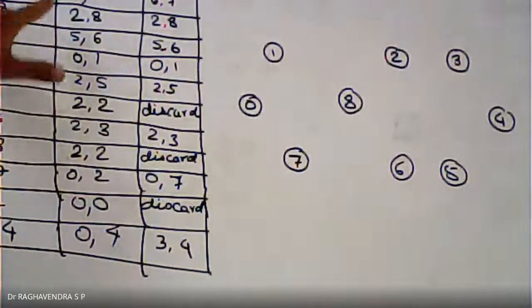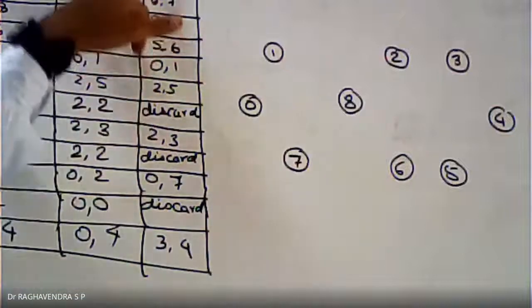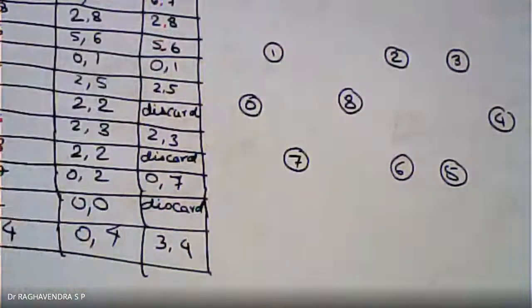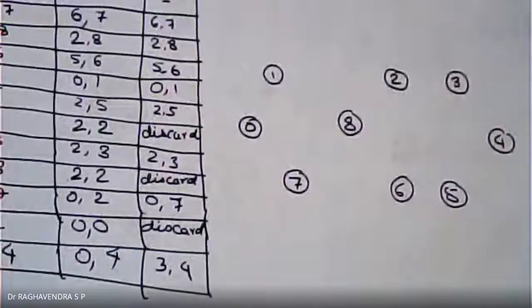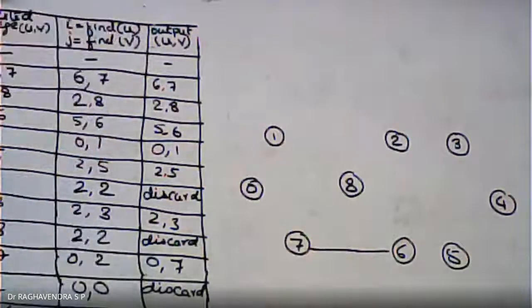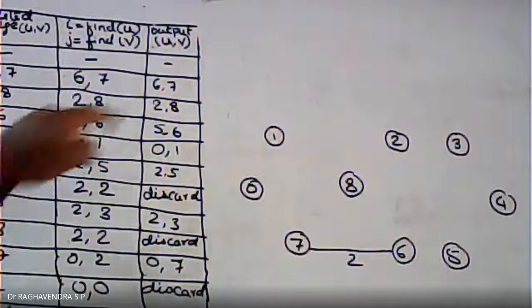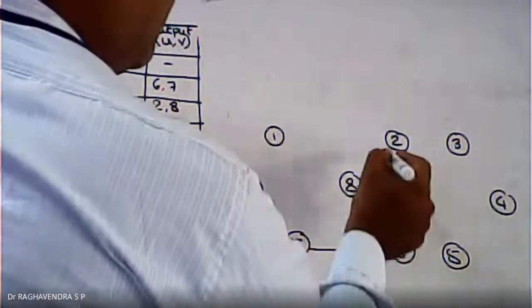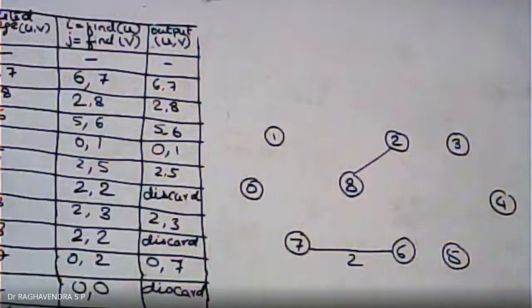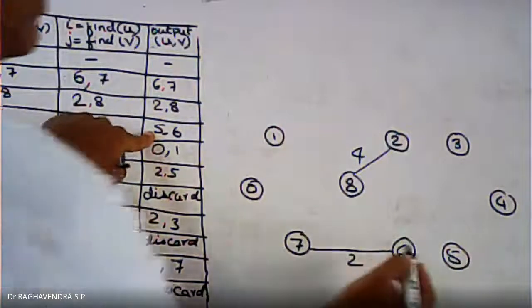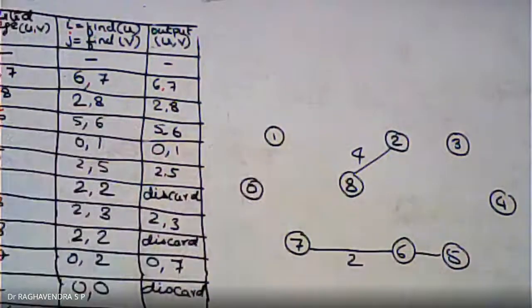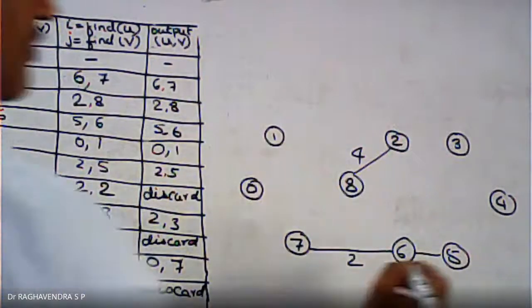Look at the first output in the table. What is the first one in this output? 6, 7. Okay, 6 to 7. What is the value of that? It is 2. Next, 2 to 8. What is the 8th value? 4. Then 5 to 6. What is the value? 4.